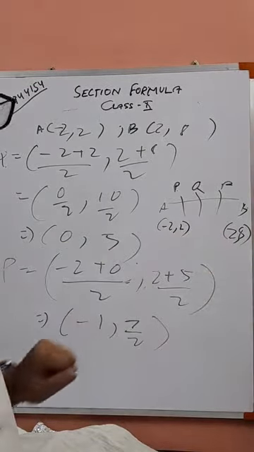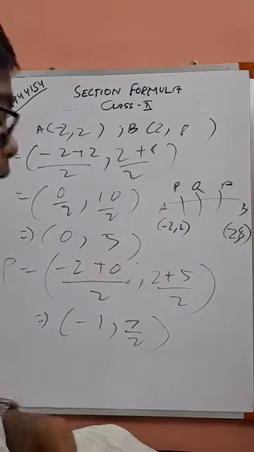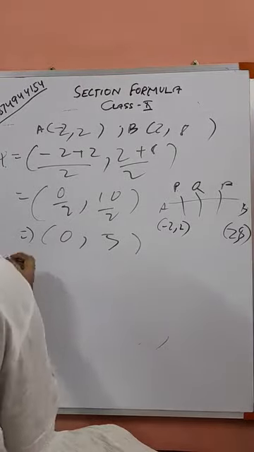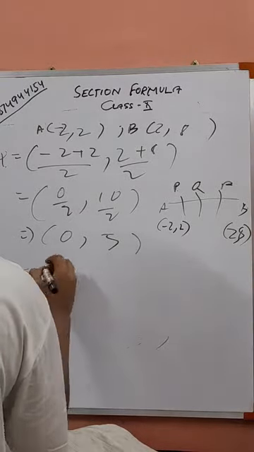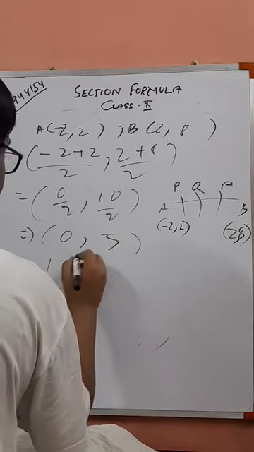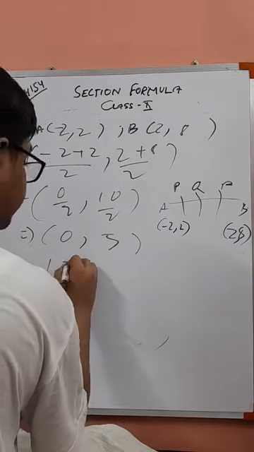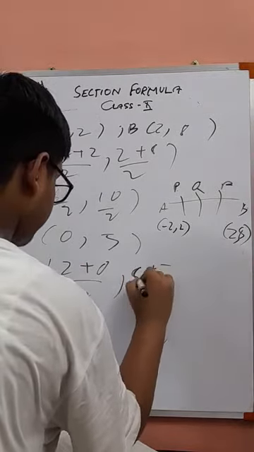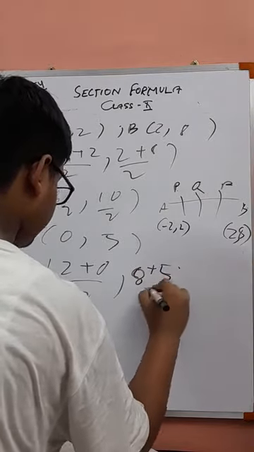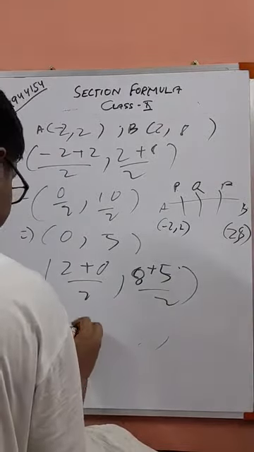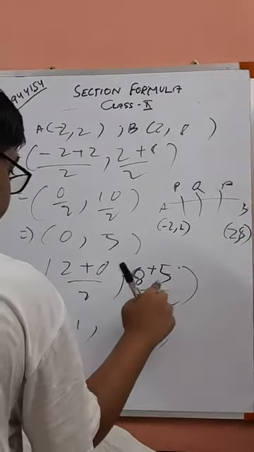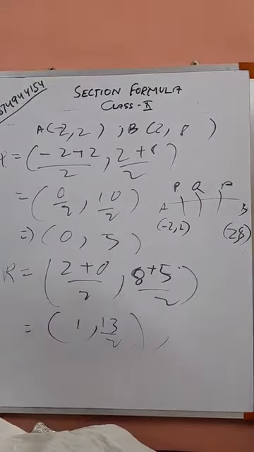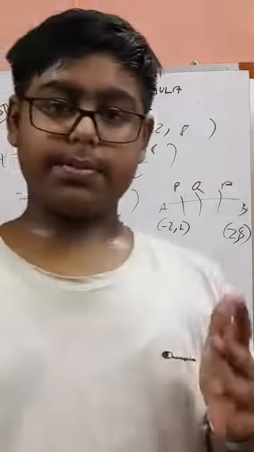Now we will find out R with the same formula, Q and B midpoint. That would be R is equal to 2 plus 0 by 2 comma 8 plus 5 by 2. Now it is 1, 2 by 2 is 1, and 8 plus 5, 13 by 2. Now these were the 3 points.